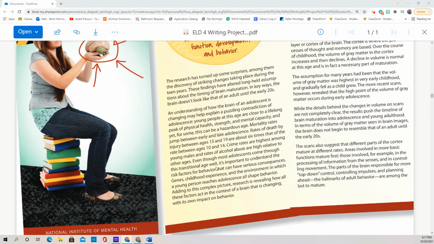Genes, childhood experience, and the environment in which a young person reaches adolescence all shape behavior. Adding to this complex picture, research is revealing how all these factors act in the context of a brain that is changing with its own impact on behavior.